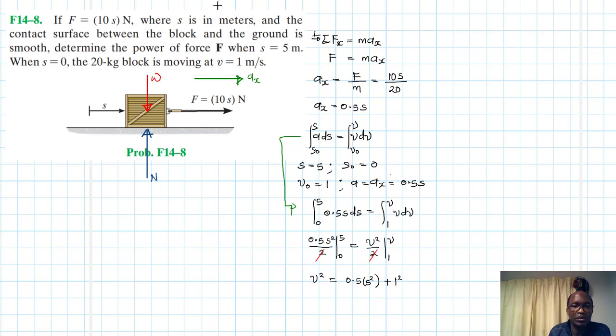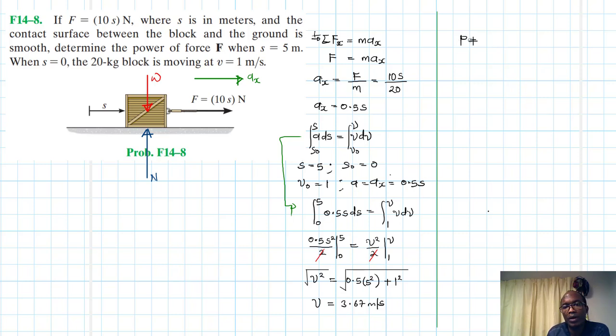So then we just square both sides, and once we do so, we'll have our v as just equal to the square root of 0.5 times 5 squared plus 1. We have 3.67 meters per second.